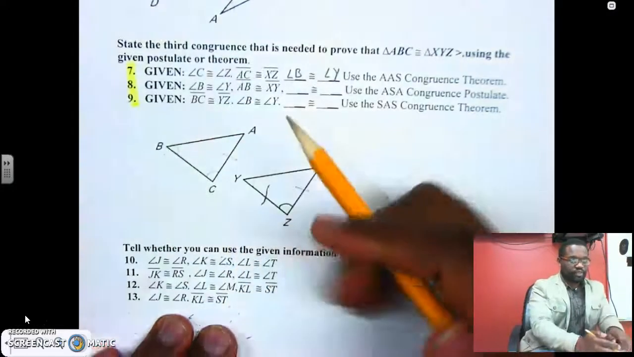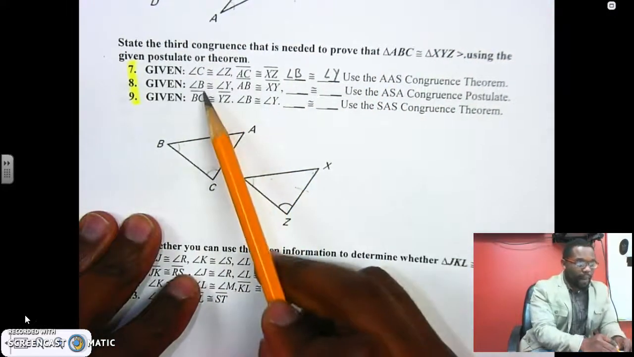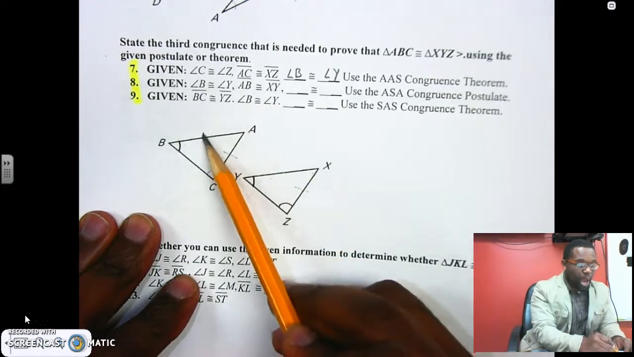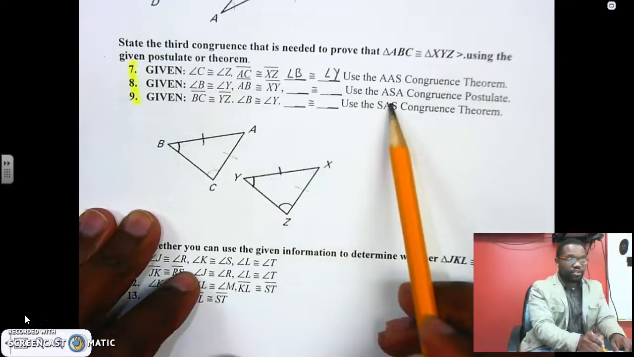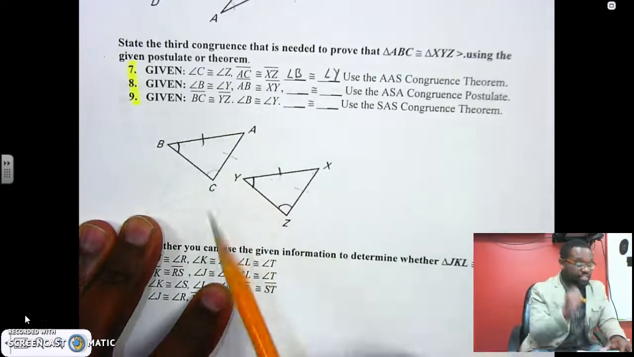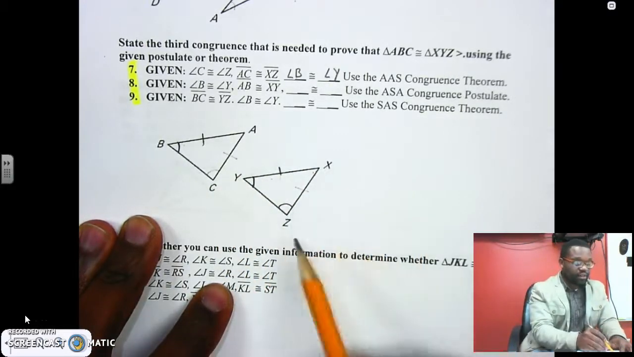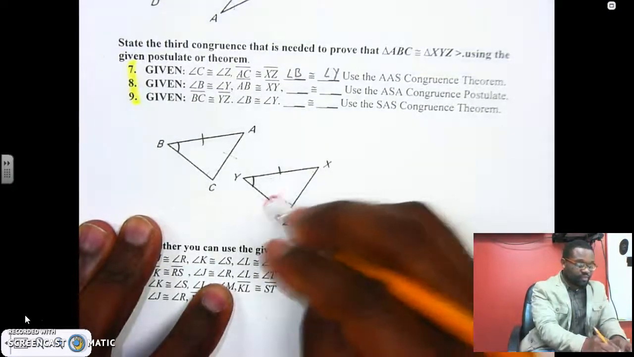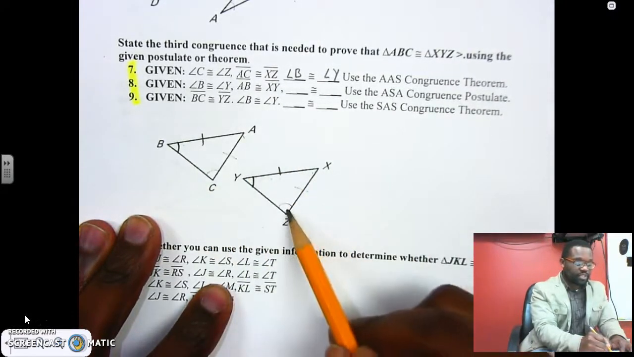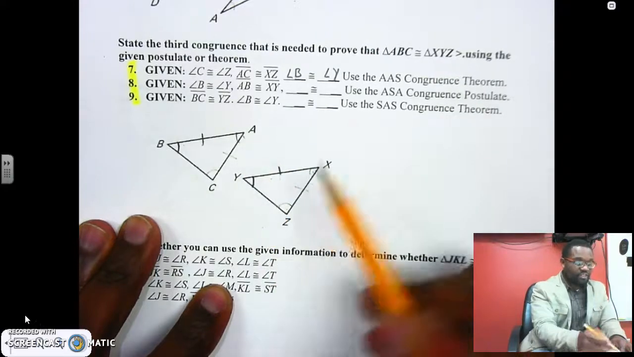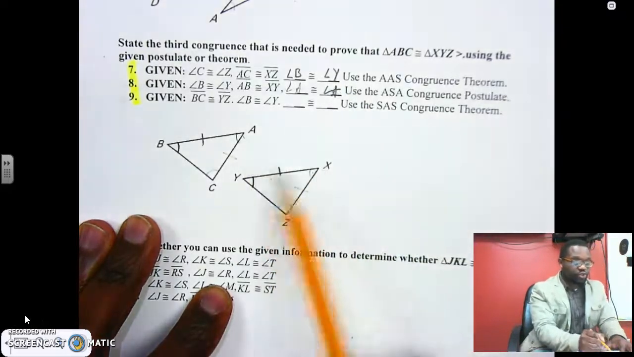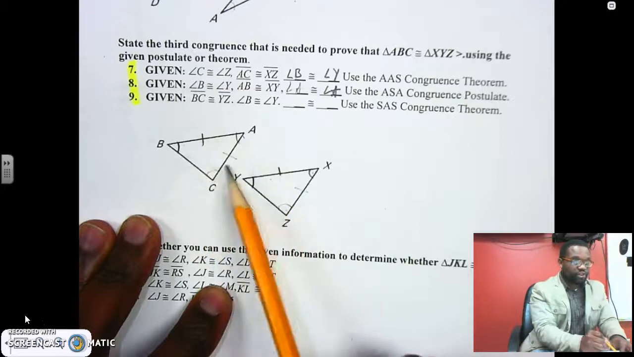Okay, so if I give you angle B is congruent to angle Y, AB is congruent to XY, they want me to use angle side angle congruence. Angle side angle says the side has to be between the angle and the side. So which of these angles should I use? Should it be C or A? Should it be Z or X? Yes, it should be A. So this would be angle A and angle X.